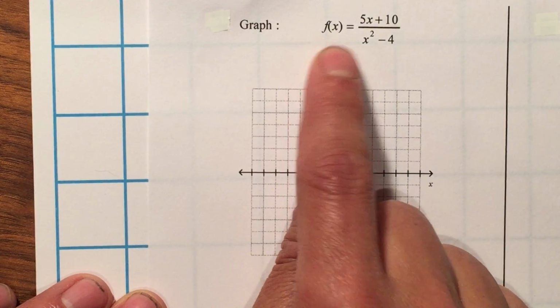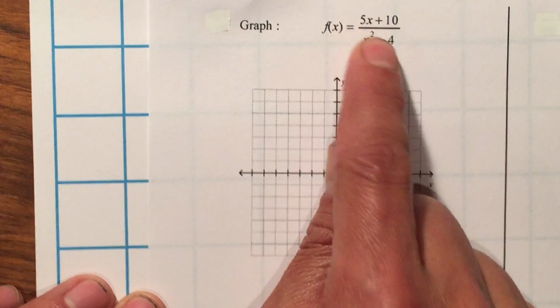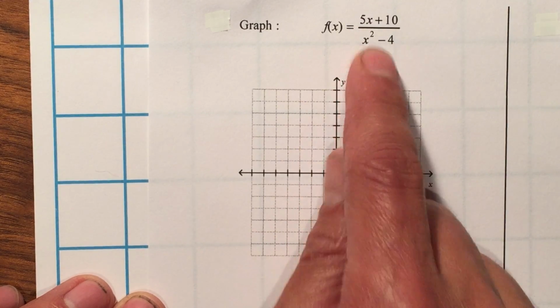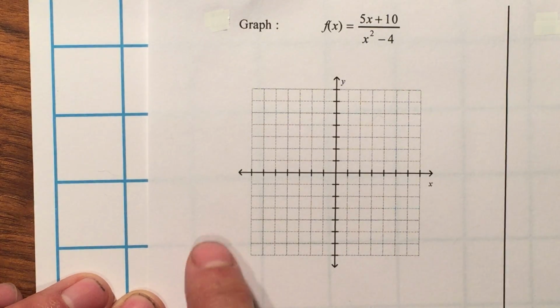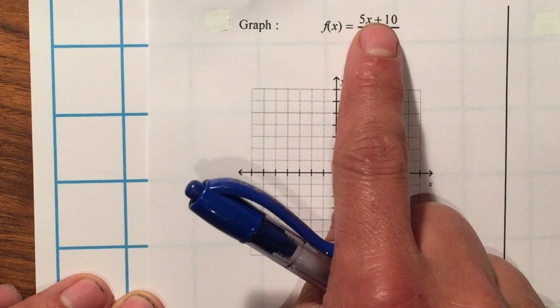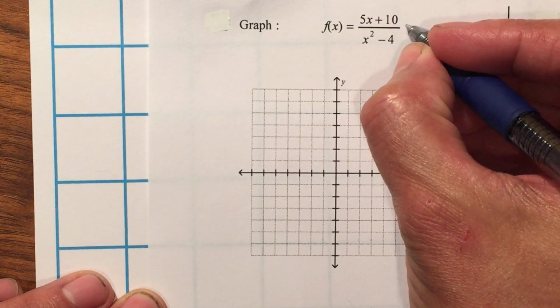Graph f of x, where we have a rational expression, a binomial over a binomial. I need to be able to graph it. Now, one of the first things you want to make sure you do is factor the numerator and denominator so you can simplify it.